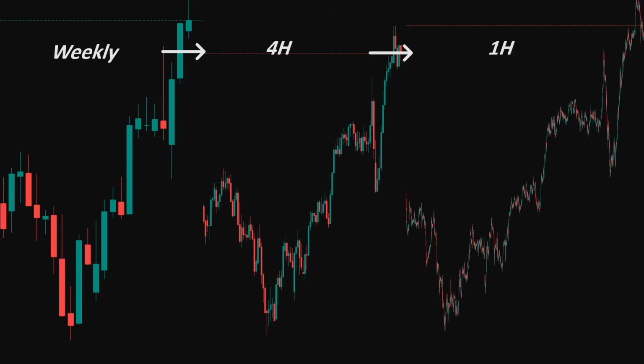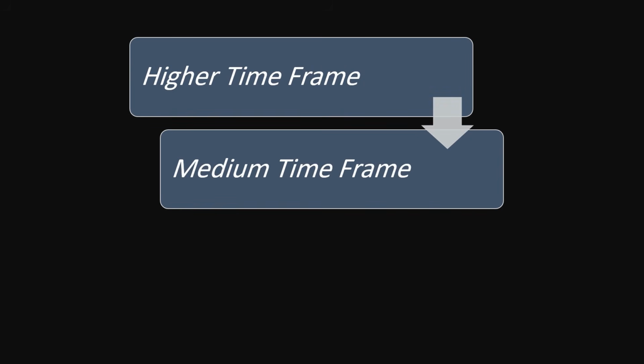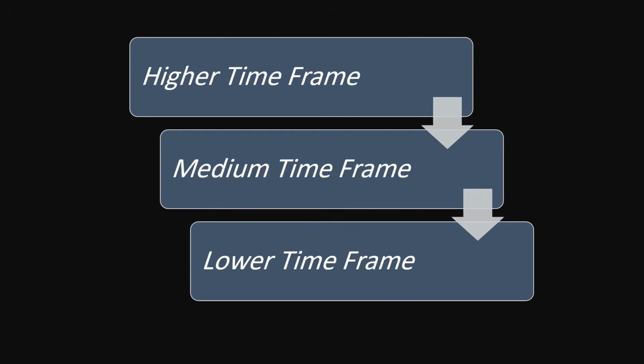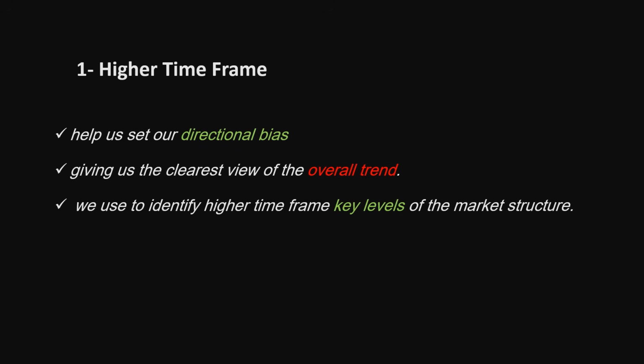Now let me show you our top-down analysis technique step by step, which is the process of going through a higher timeframe and scaling down to the lower details. To identify the best trading opportunities, we consider three types of timeframes in our chart analysis: higher timeframes, medium timeframes, and lower timeframes. Starting from higher timeframes, each timeframe plays a different role. Higher timeframes help us set our directional bias, giving us the clearest view of the overall trend. We use them to identify higher timeframe key levels of the market structure. If we can determine that the market is bullish on the higher timeframes, we instantly put the odds in our favor for finding higher probability trades.